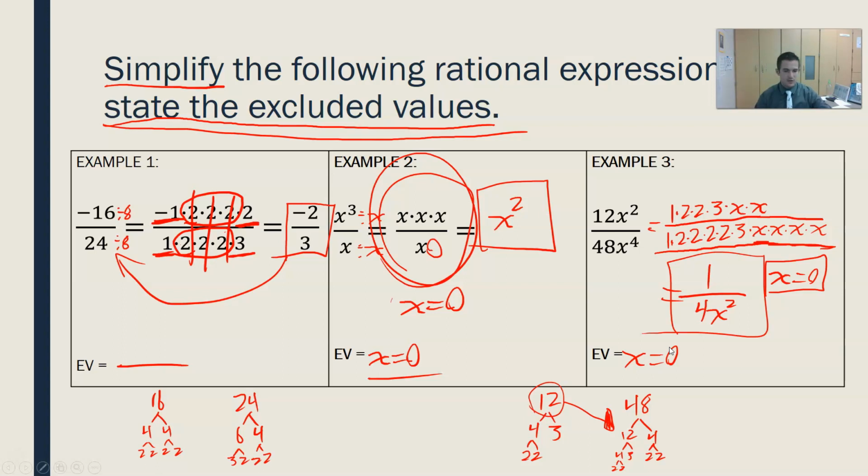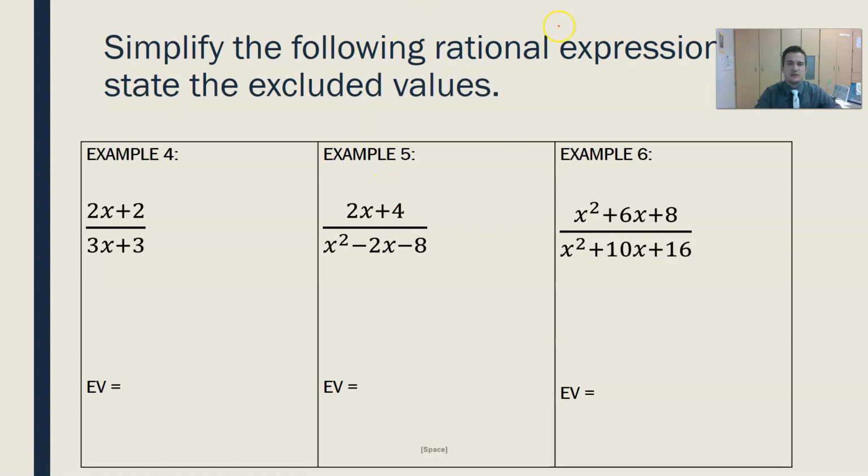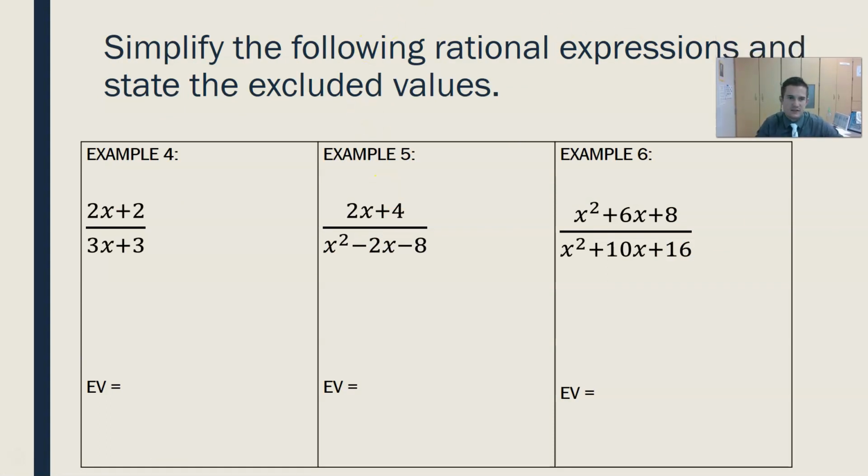Okay, so those are kind of the first basic ones. Let's look at some slightly more involved ones. So now instead of just monomials, individual terms, I'm going to have full-on polynomial expressions. So here I have 2x plus 2 over 3x plus 3. So first, in order to try to simplify this, I want to see if there's a greatest common factor in the numerator and in the denominator.